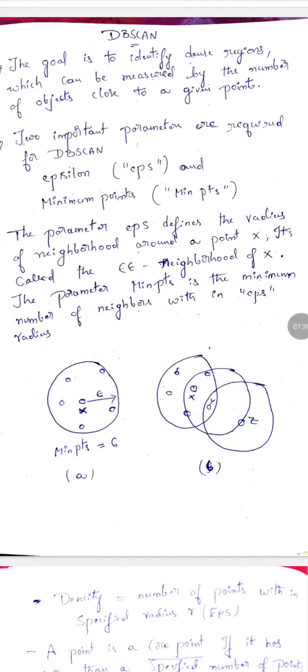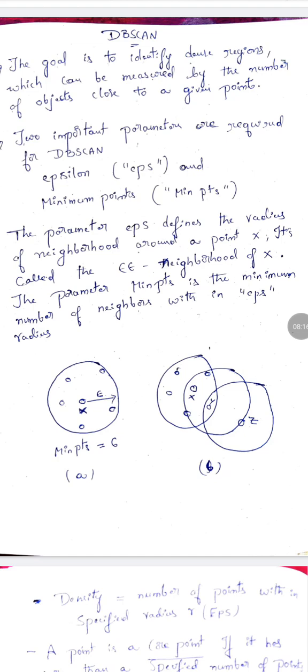Here some diagrams are there, diagram A and diagram B. The parameter epsilon defines the radius of the neighborhood around a point X. It's called the epsilon neighborhood of the particular X. The centroid point is considered as X. The parameter minimum points is the minimum number of neighbors within the epsilon radius. X is the center point and epsilon is nothing but the radius of the circle.